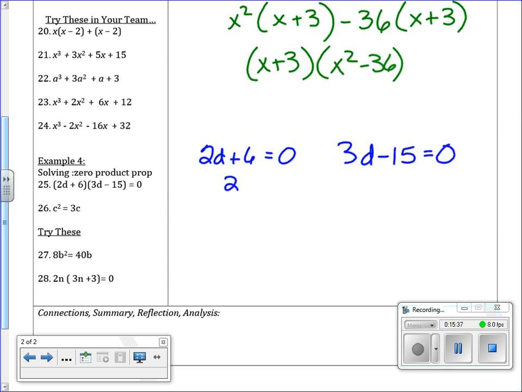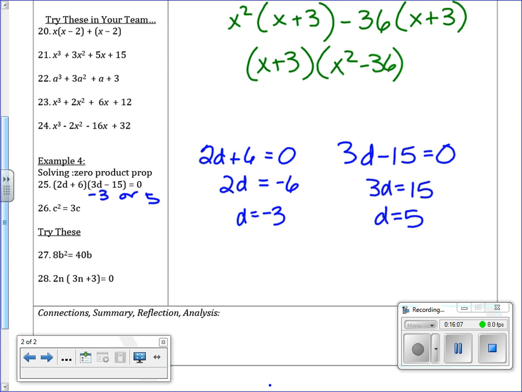So let's see, 2d equals negative 6. That should be a 2d, not a 2,6. 2d equals negative 6, so d would equal negative 3. That's one of our zeros. Or 3d equals 15, or d equals 5. So our zeros for this one would either be negative 3 or positive 5.